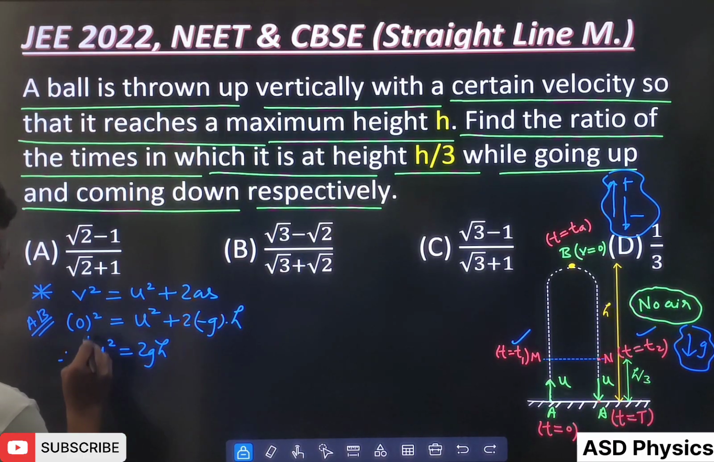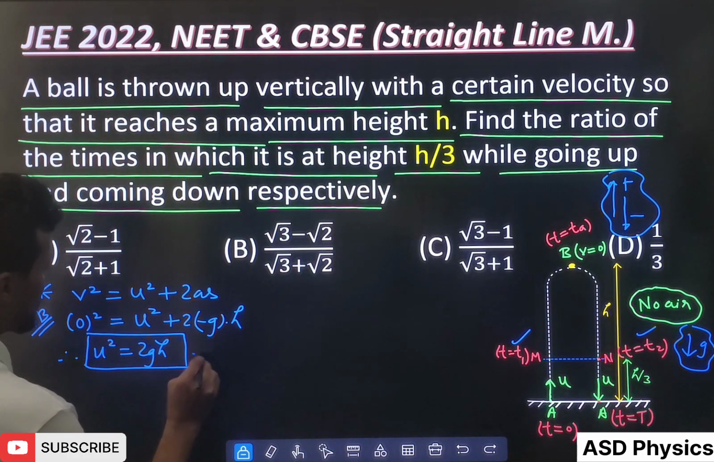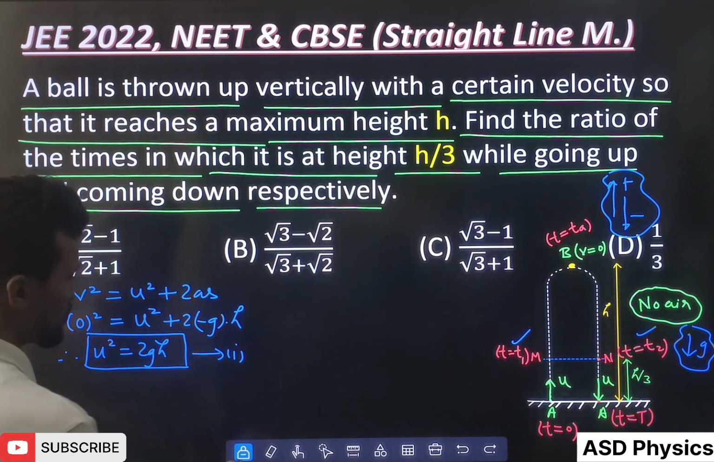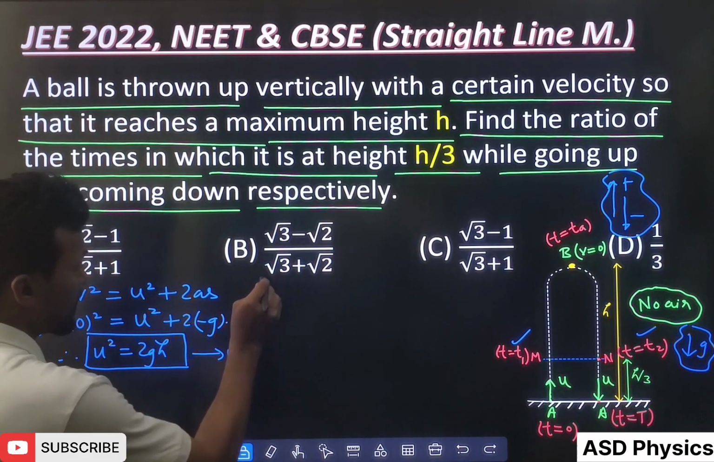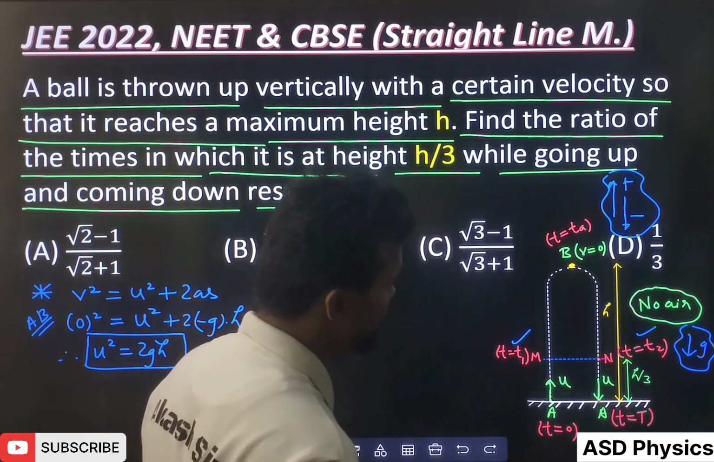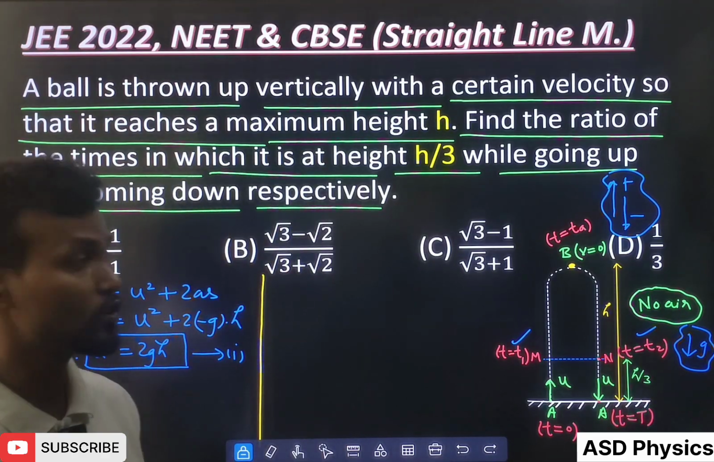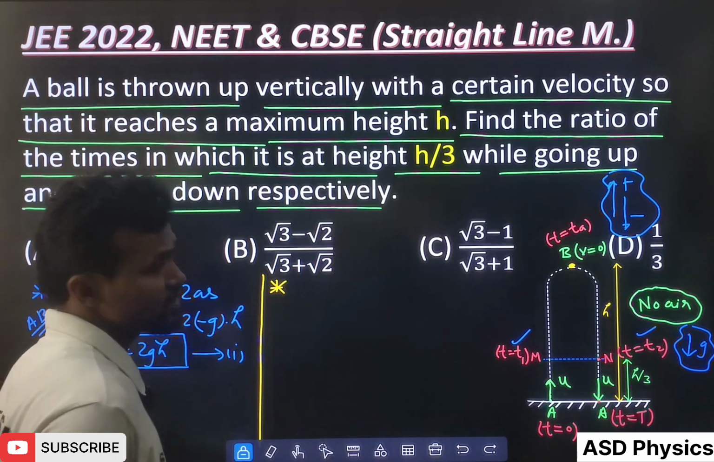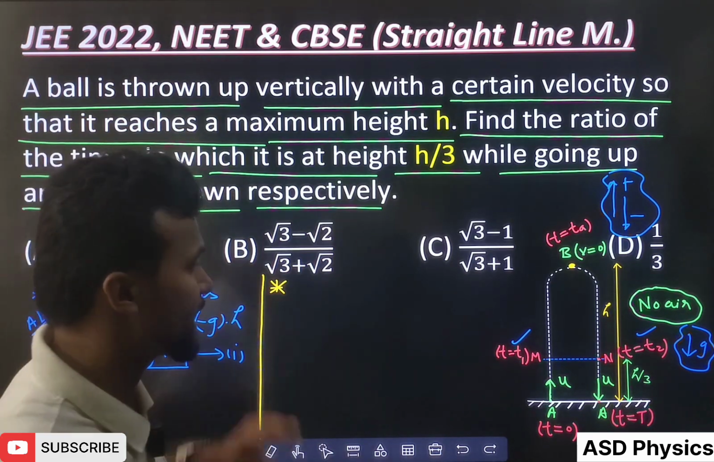This u square is 2gh. Even sometimes we used to remember this expression directly also. So u square equal to 2gh. Now after that what am I going to use? I am going to use the equation of motion again from A to B. And in this situation, to solve it in a very simple way, I will use the second equation of motion.